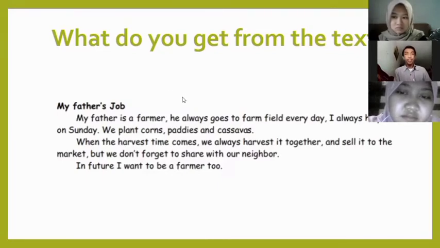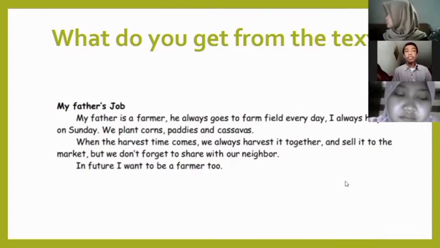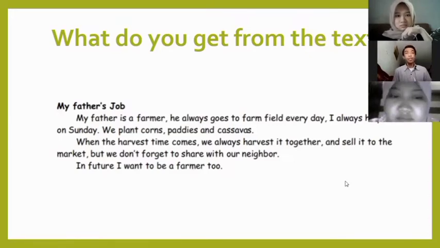Okay, finished, students? Okay, let's measure your understanding. The first question regarding this text, the title is about my father's job: what is his father's job? Can anyone answer my question? What is his father's job, based on the story?